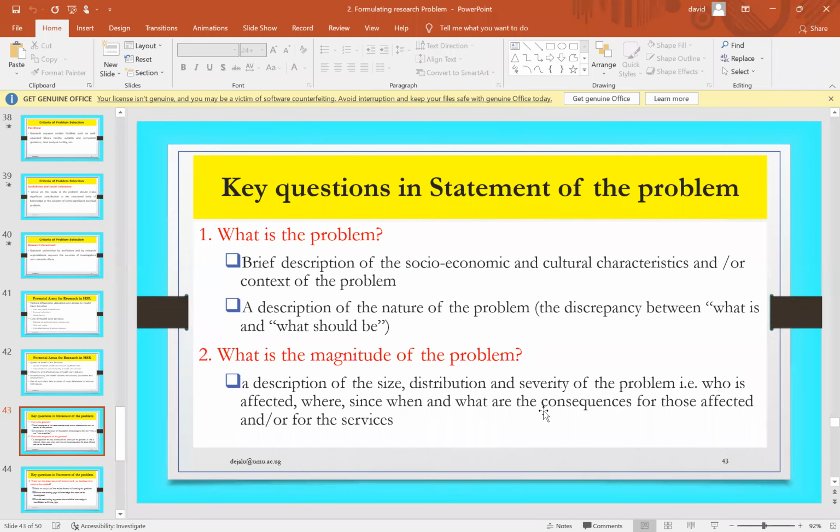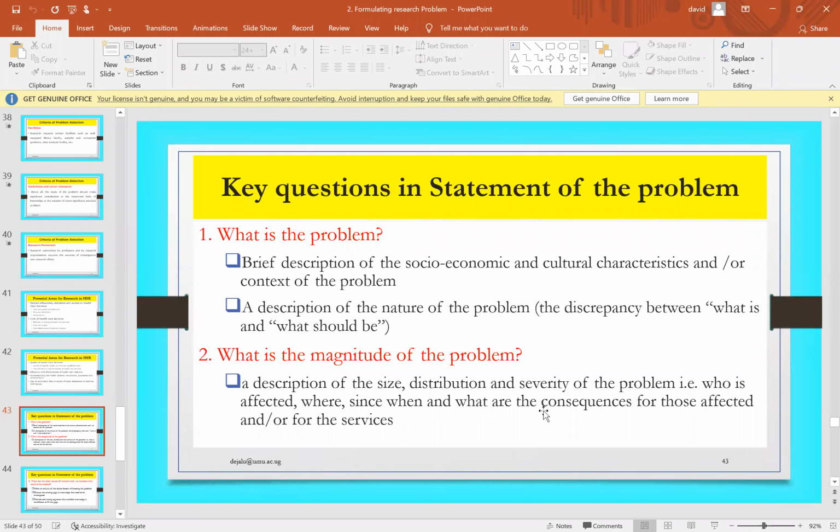Because reducing from what? Reducing from what we know. What is the ideal? So we provide the nature of the problem. It can either be services have become poor or inadequate or whatever. So we provide the description, provide the context of the problem. It can be a medical problem, socioeconomic problem, cultural problem, whatever.